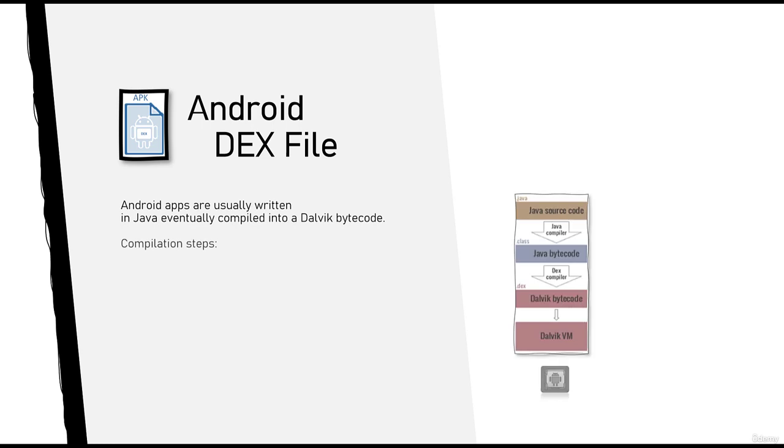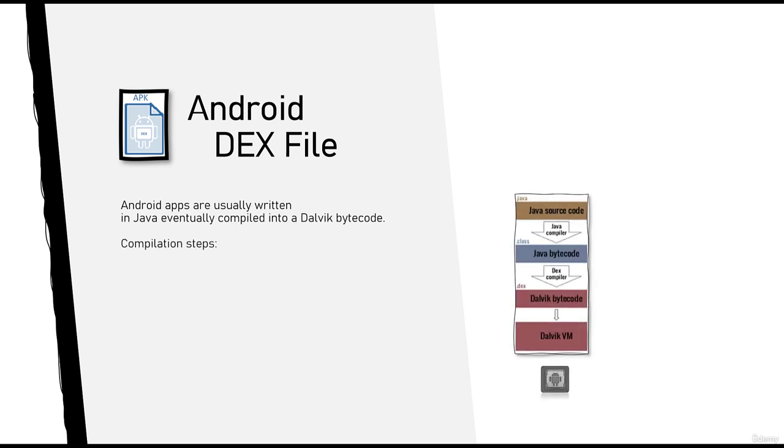Android DEX file. As we mentioned before, the DEX file is the main file existing inside the APK. It holds the code that should be executed by the application during runtime. Android apps are usually written in Java and eventually compiled into Dalvik bytecode.